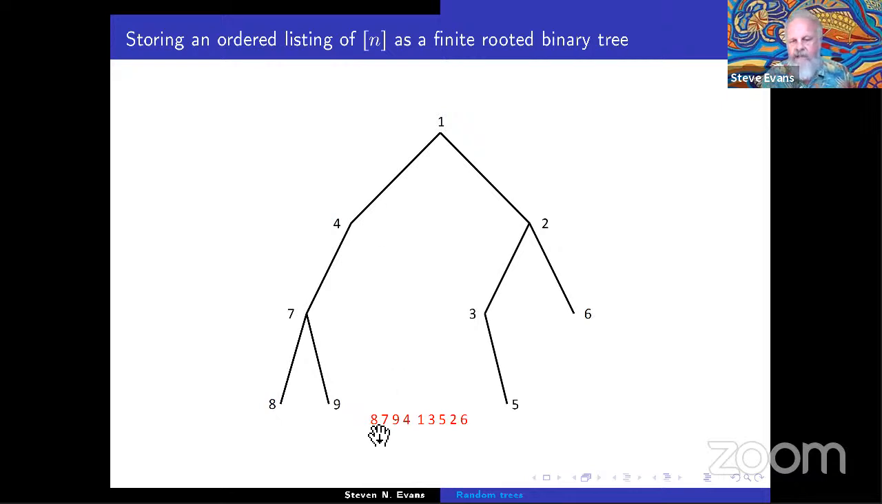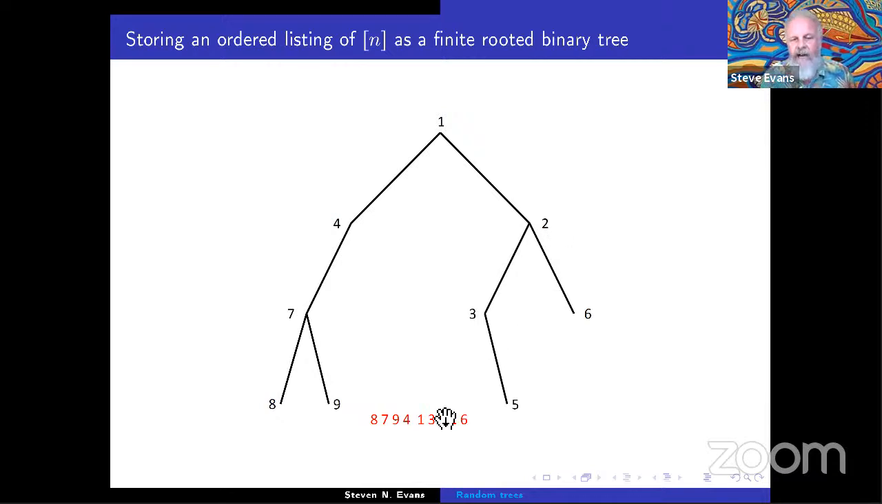Okay, then we look at the numbers that are going to appear in the left subtree, and we pick out the smallest one, which is 4, and we put it at the root of the left subtree. And similarly, we look at the numbers that are going to appear in the right subtree, 3, 5, 2, and 6. We pick out the smallest one, which is 2, and we put it at the root of the right subtree, and then we just recurse.